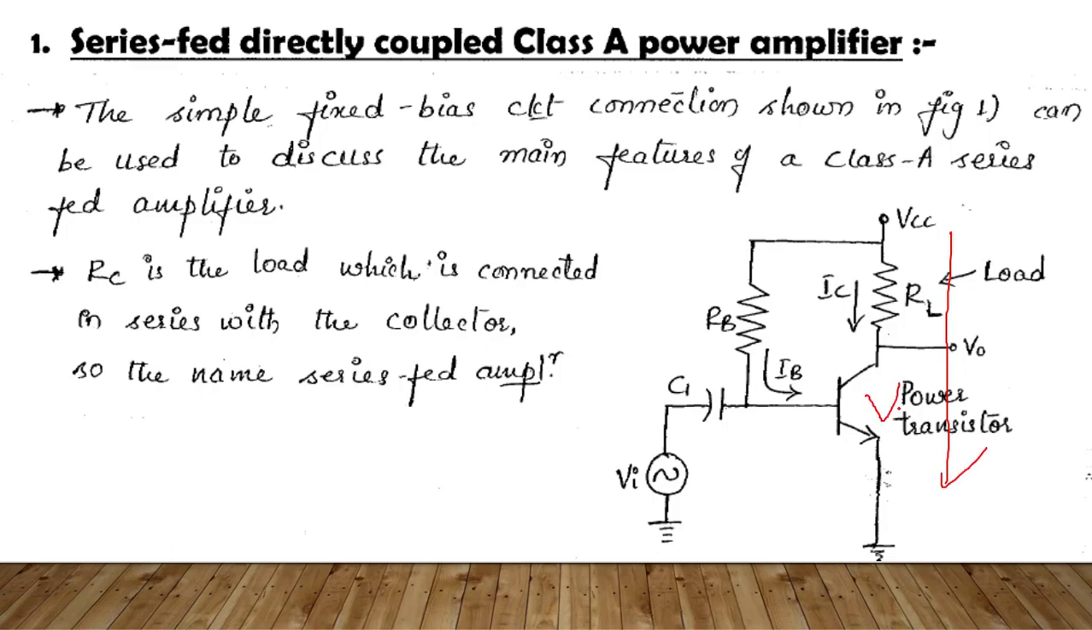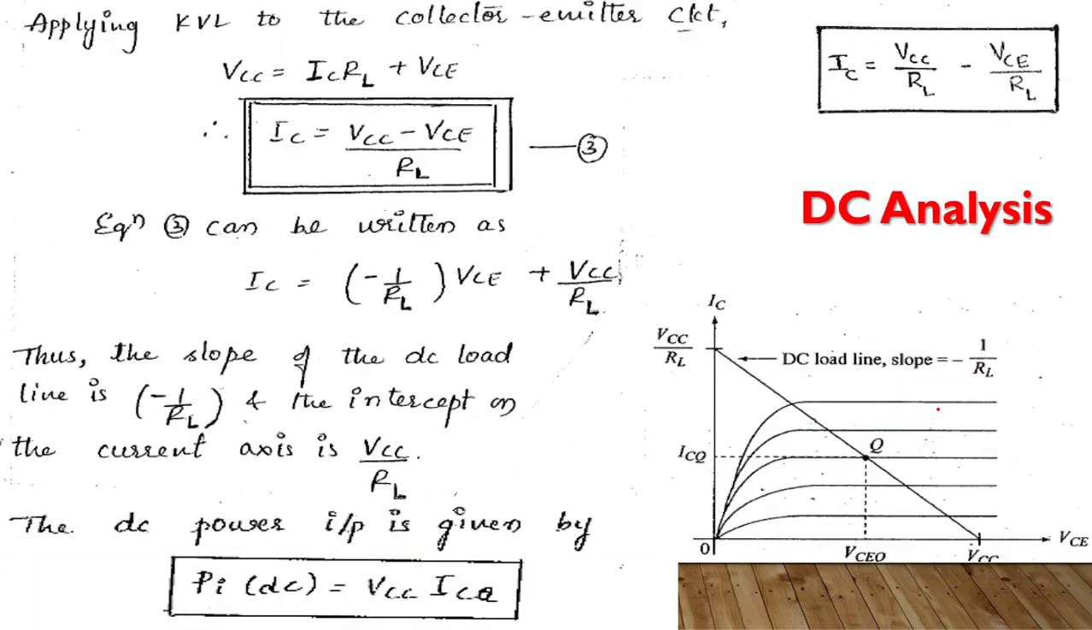Can I call this VCE? So VCC minus IC RC minus VCE, yes or no? That is the equation we have got here, and I have taken it in the form of IC. IC is equal to VCC minus VCE divided by RL. This is a very simple equation.